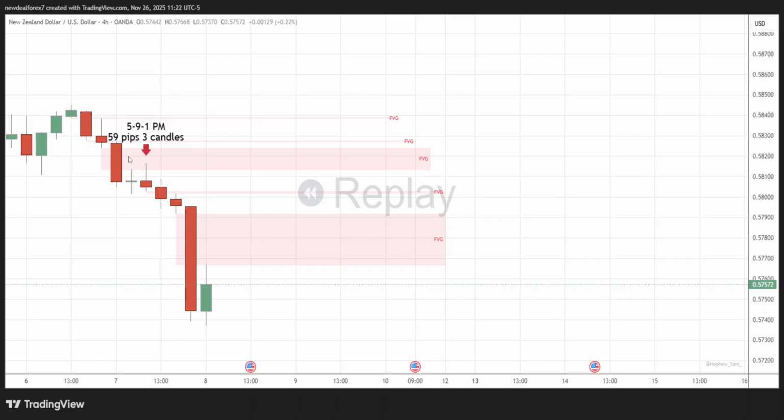So you had a fair value gap here on the 4-hour chart. You have the range candle at 5, the 9, and then the 1. And for 3 candles, this went down 59 pips on New Zealand dollar, US dollar. Okay, so you could have gotten all that using this method.